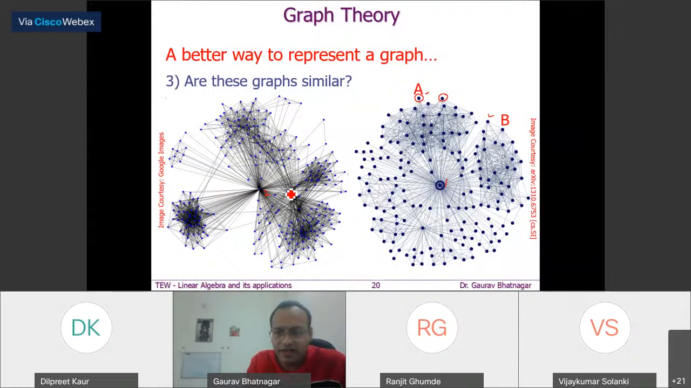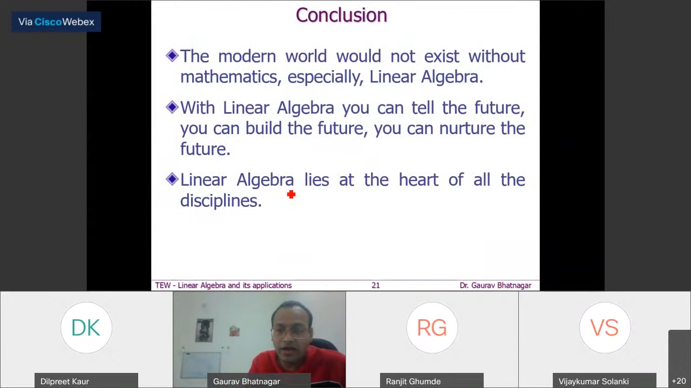So that is why linear algebra gives me a much better way to represent graphs. When the number of nodes and the number of edges are very high, I am still able to visualize things clearly. So let me conclude this lecture series of mine.